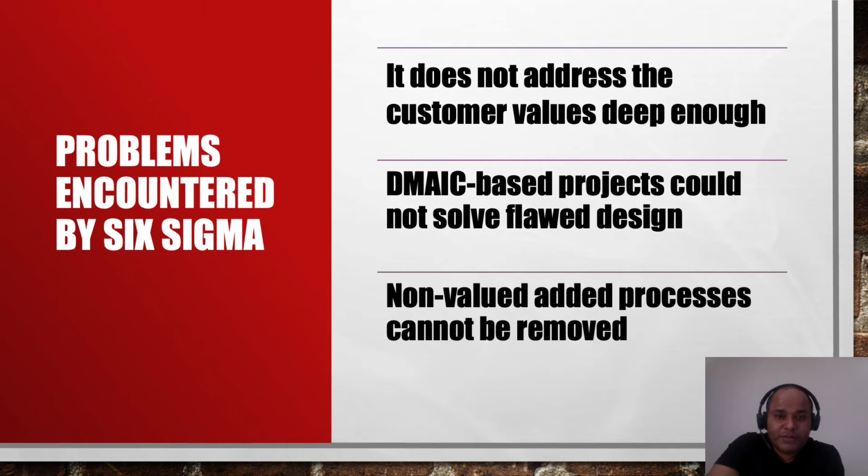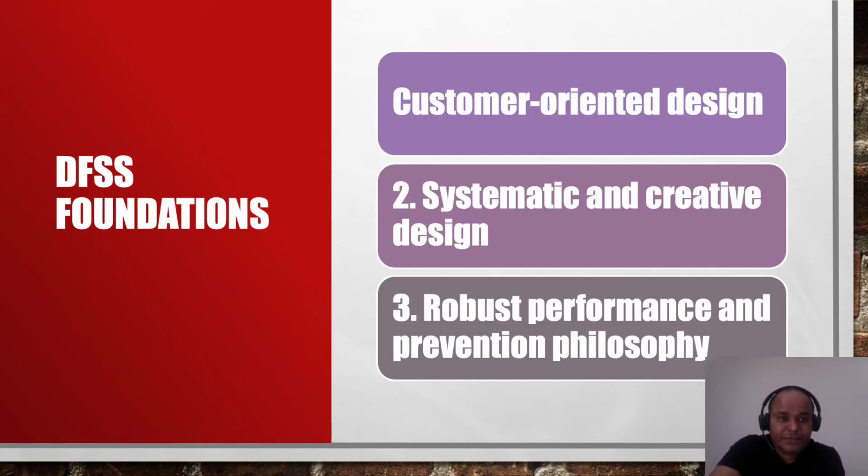Problems encountered by Six Sigma. What problems are we facing while we are implementing Six Sigma? It does not address the customer value deep enough. DMAIC based projects cannot solve flawed design. Non-value added processes cannot be removed. These are the problems which we are facing while we are using Six Sigma in our industry. DFSS foundation: customer oriented design, systematic creative design, robust performance and prevention philosophy.